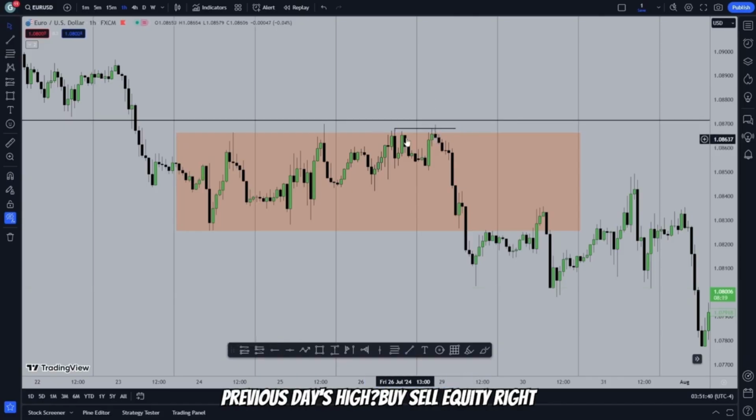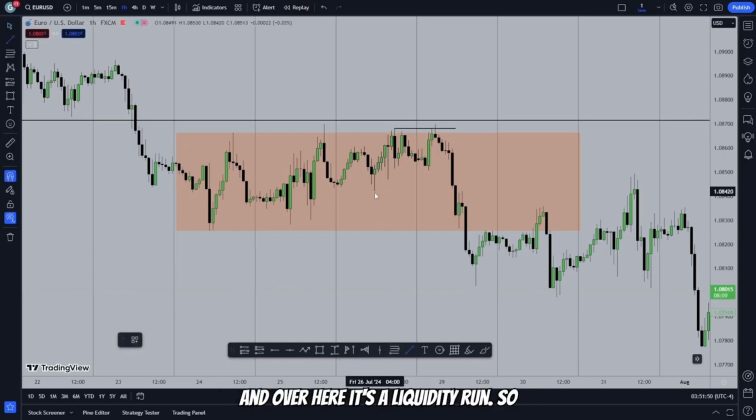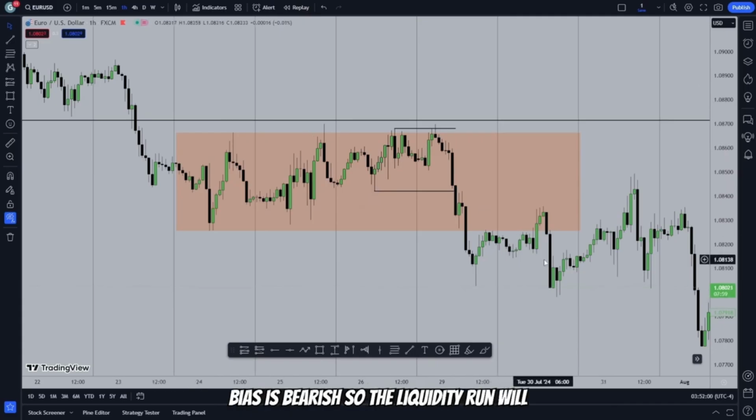Okay, because what's at the previous day's high? Buy side liquidity, right? And what's below the previous day's low? Sell side liquidity. So it's a liquidity raid, and over here it's a liquidity run. Okay, so if a liquidity pool is against the bias, right, for example over here the sell side liquidity is against the bias because the bias is bearish, so the liquidity run will happen. Okay, it will just pull it like a magnet, and it will do like this. It will not do like this which happened over here, liquidity raid, that it just tapped and fell down.